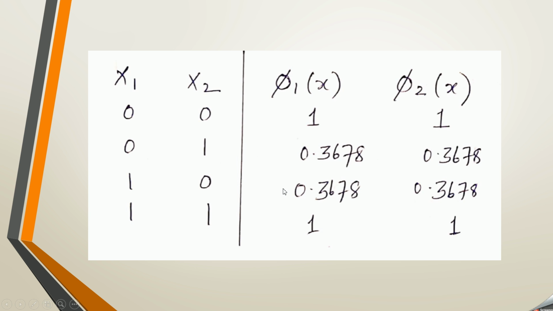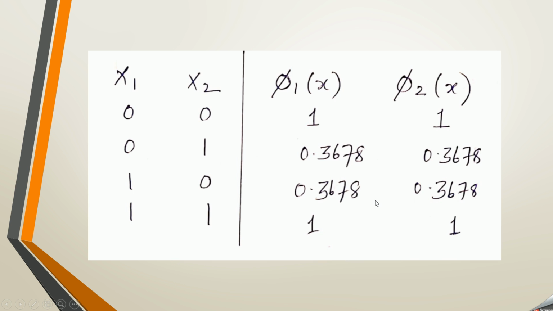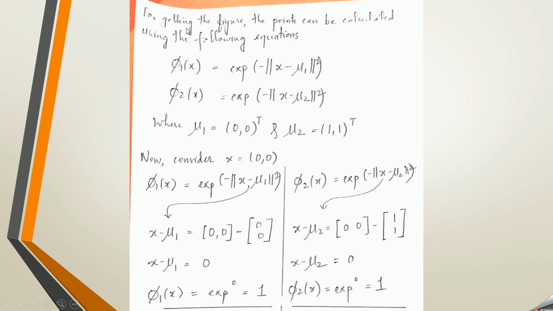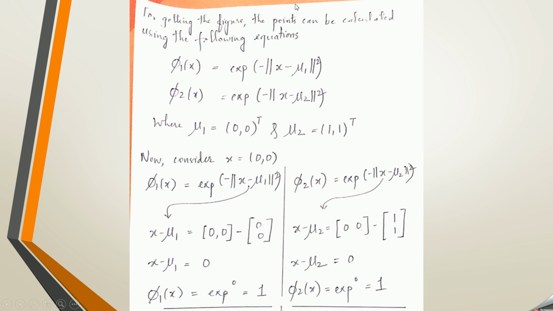Now you must be wondering how these values have been obtained, because we know the original values are not leading us to linear separability, and these values are able to provide linear separability. So I'll show you how these values are calculated. For getting this particular figure, the points can be calculated using the following equations.